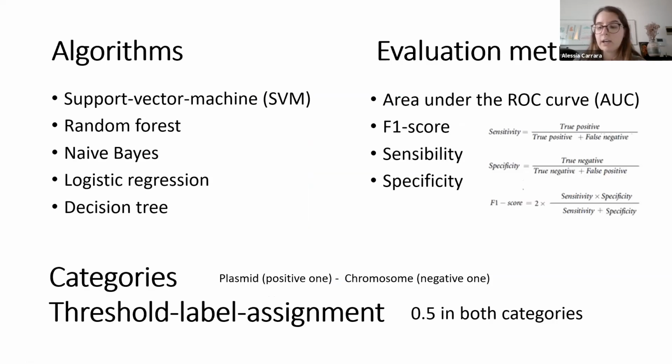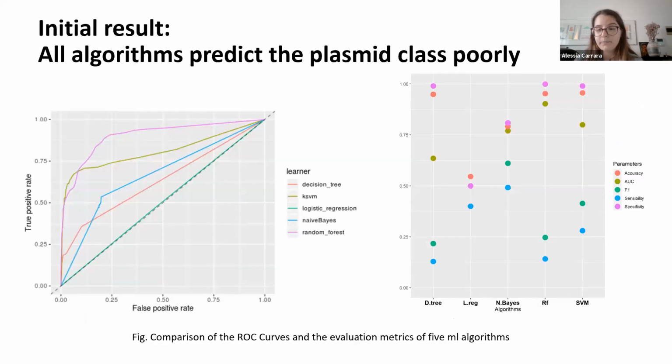Here we can have an overview of the algorithms we use, which are support vector machine, random forest, naive Bayes, logistic regression, and decision tree. Here is the evaluation metrics we use to compare the models. Here are the categories, with the plasmid defined as the positive one, while chromosome is the negative one. And then the threshold for the label assignment was set at 0.5 in both categories.